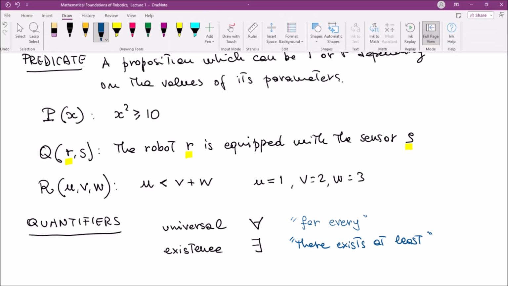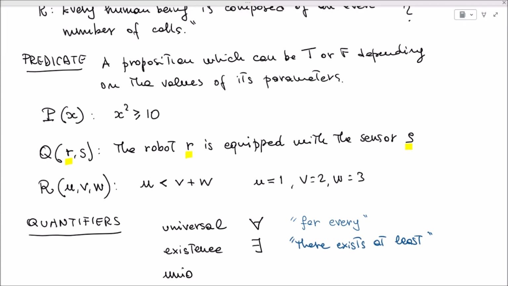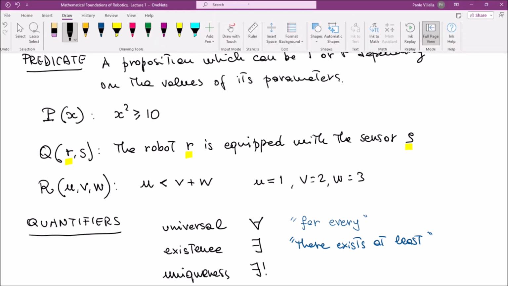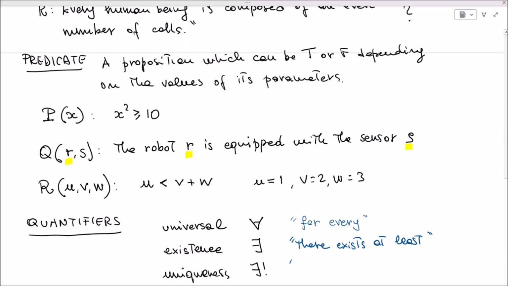And finally, there is a further specification of quantifiers, which is the uniqueness quantifier, which is basically just another further specification of the existence quantifier, and it is represented in this way, which can be read as there exists a unique.